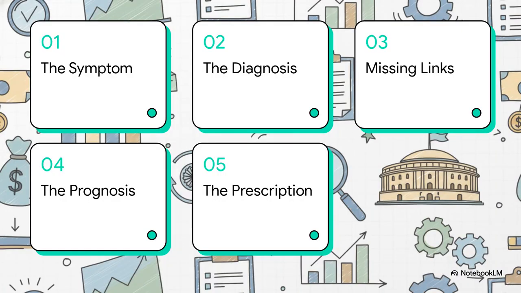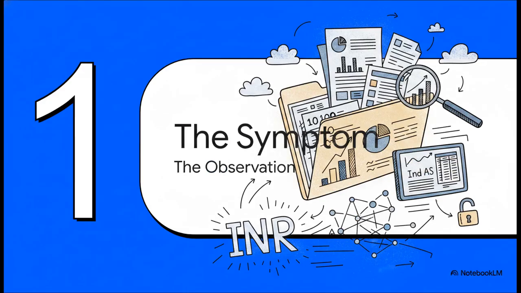We'll start with Section 1, the symptom. Then we'll move into the diagnosis, look for some missing links, deliver our prognosis, and finally, wrap things up with the prescription. All right, let's jump straight into Section 1, the symptom, the observation.